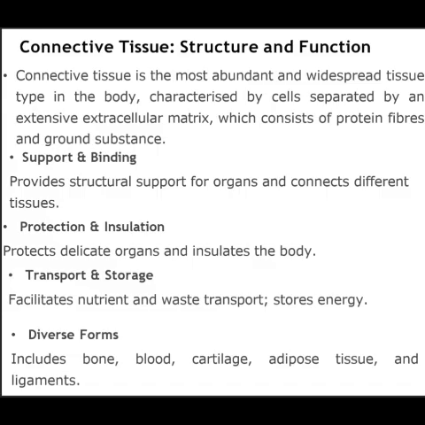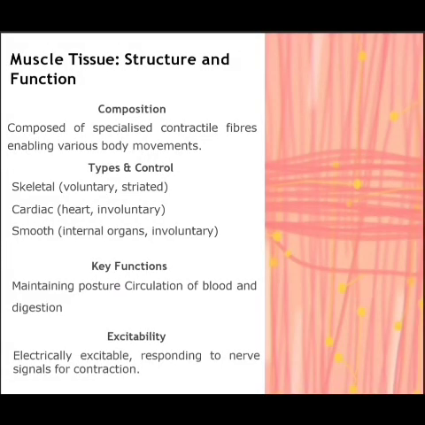Next, muscle tissue. This tissue helps with movement of body parts. It is made of special contractile fibers. There are three types. First one is skeletal muscle. It is voluntary and attached to bones. Next one is cardiac muscle. It is involuntary, found in the heart. And the third one is smooth muscle. It is involuntary, found in internal organs like the stomach. It helps in posture, movement, blood flow and also digestion.